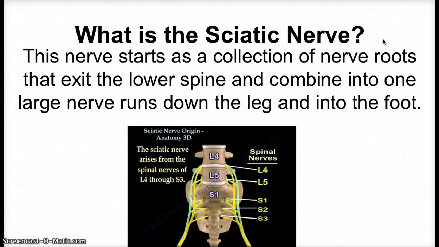What is the sciatic nerve? This nerve starts as a collection of nerve roots that exit the lower spine and combine into one large nerve that runs down the leg and into the foot.